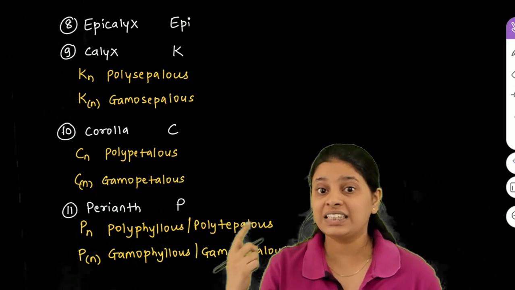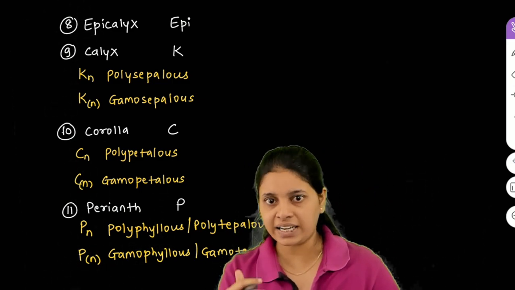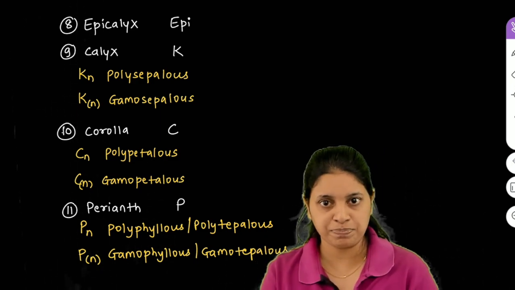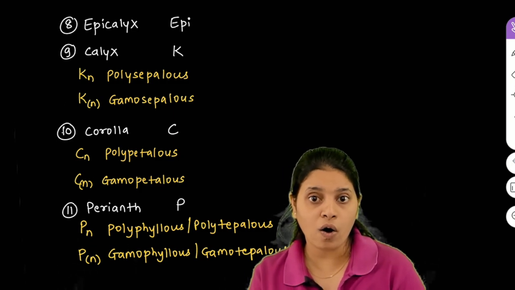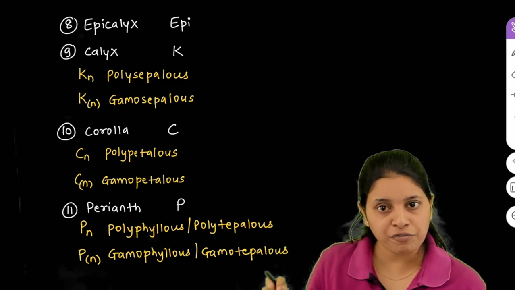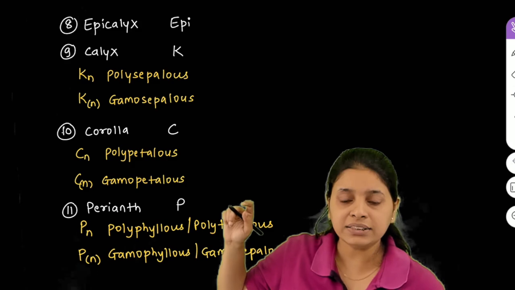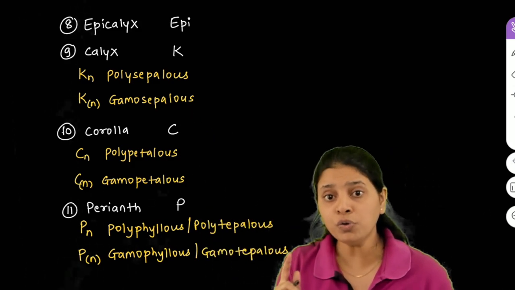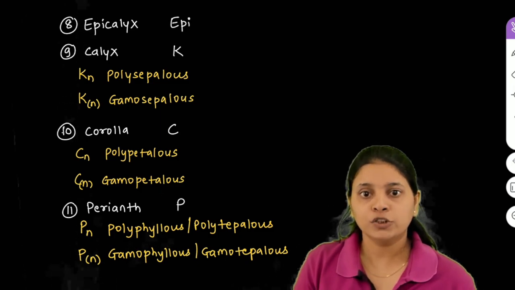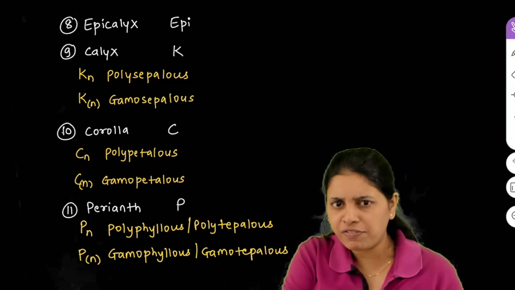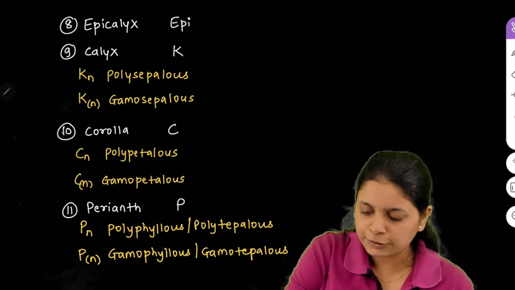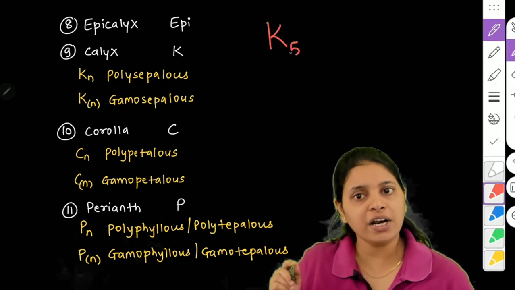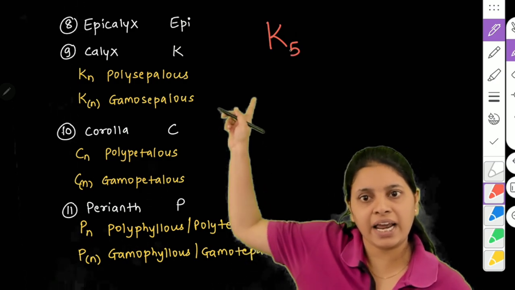Now, the sepals which are present in calyx, right? Calyx is the entire whorl. The individual units in the calyx are sepals. The sepals may be free or fused. If the sepals are free, we use the term polysepalous, and if they are fused, then we use gamosepalous. Now, how to represent both these conditions? Let's say we have a flower in which the calyx has 5 sepals. If they are free, then we will simply write K5 like this.